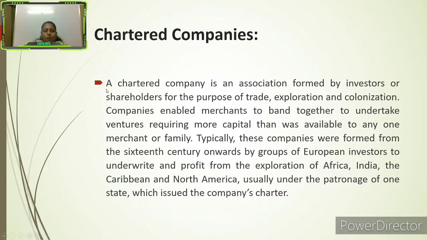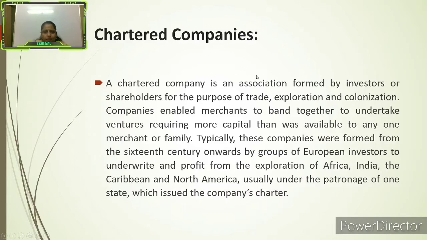Now, let us see one by one. Chartered companies. A chartered company is an association formed by investors or shareholders for the purpose of trade, exploration, and colonization. Companies enabled merchants to band together to undertake a venture requiring more capital than was available to any merchant or family. Typically, these companies were formed from the 16th century onwards by groups of European investors to underwrite and profit from the exploration of Africa, India, the Caribbean, and North America, usually under the patronage of one state which issued the company's charter.